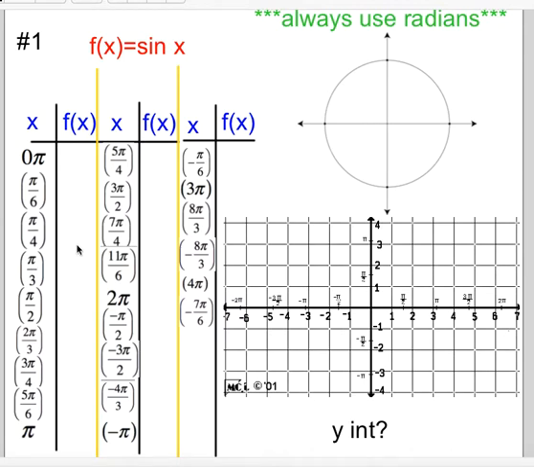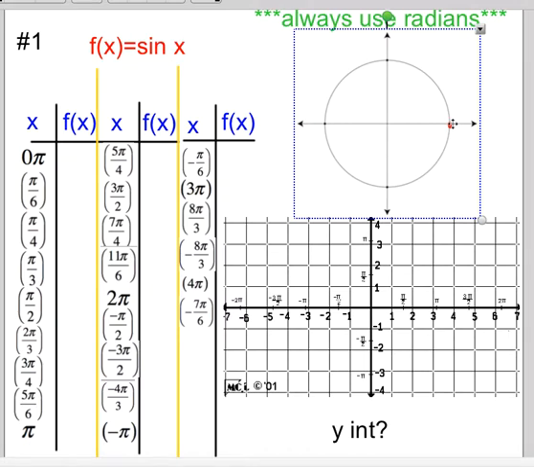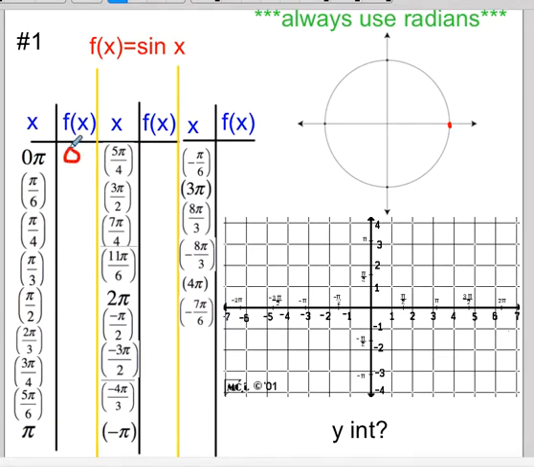But what I'm going to do is, if we looked at 0, we're going to use this unit circle and say, sine is the y coordinate. So if I look at 0 pi, I know that the angle of 0 pi radians is right there. So sine is the y coordinate right there, which is 0. So I plugged in 0, I got 0 on my graph. That's the point (0, 0). And that's it.